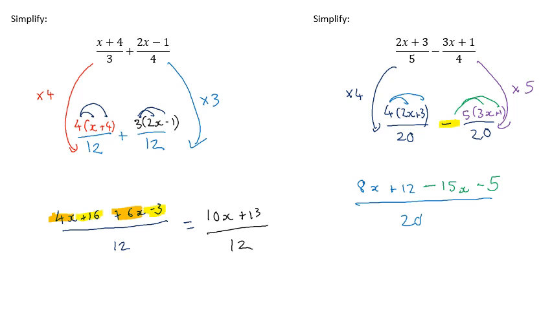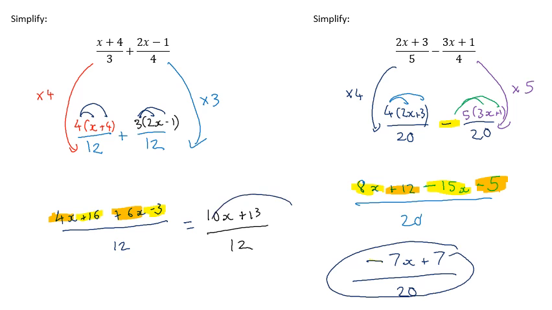Now finally, we just need to simplify what we've got here. So when we simplify, we have got 8x minus 15x, which is negative 7x. And then we have got plus 12 minus 5. So 12 take away 5 is positive 7, all over 20. And that is our final answer.